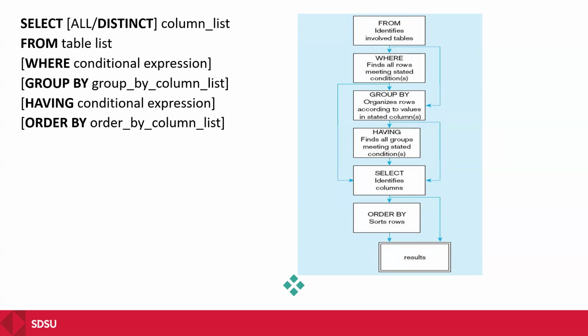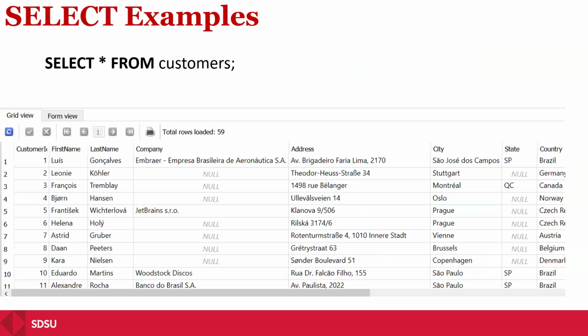Having works like a where clause, but only on certain attributes. Once we are done with all those manipulations and we have our data set, we can order this data set. The way we do it, we order it by certain rows or criteria. And as a result, we have a final result down here.